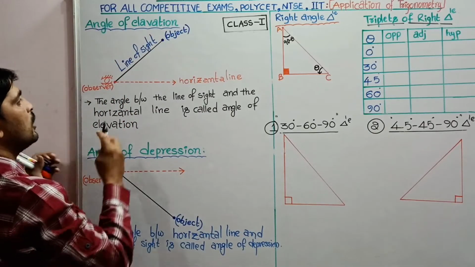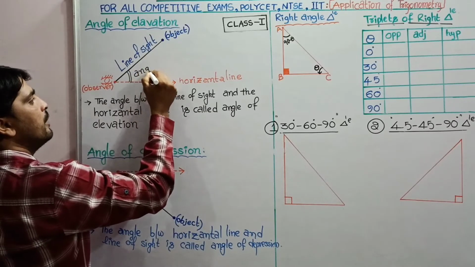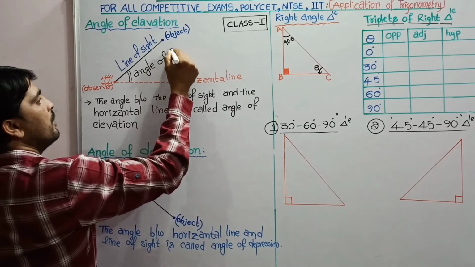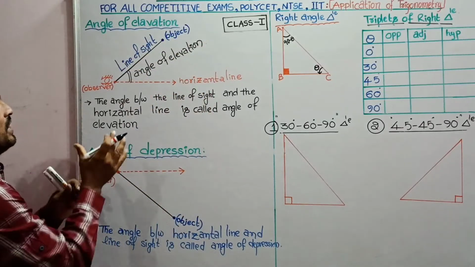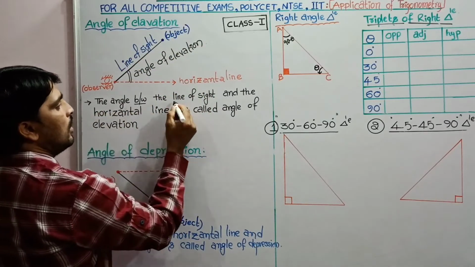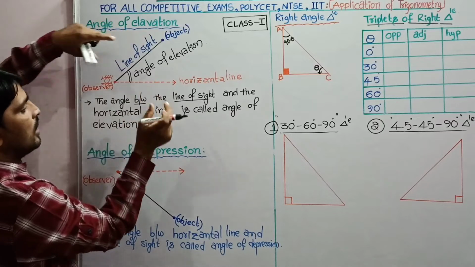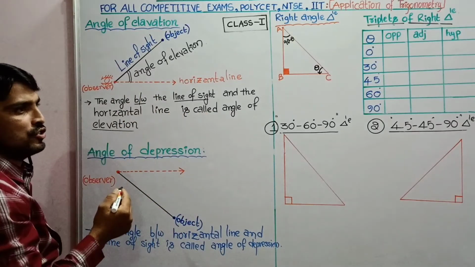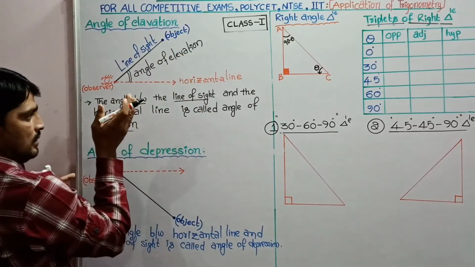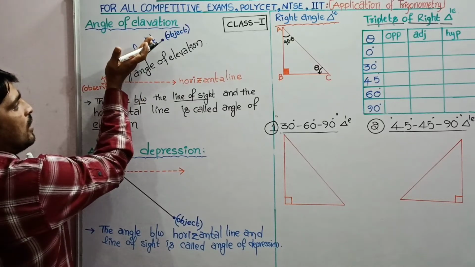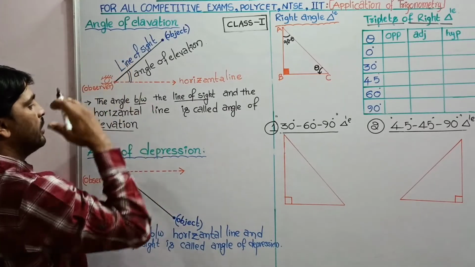In this case, the angle so formed is called angle of elevation. The definition is that the angle between the line of sight and the horizontal line is called angle of elevation. The note point is that when the angle of elevation is formed, the line of sight is always above the horizontal line.